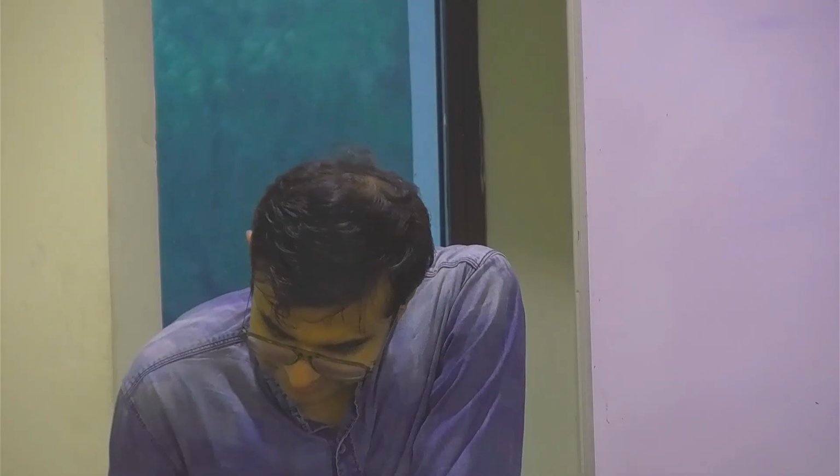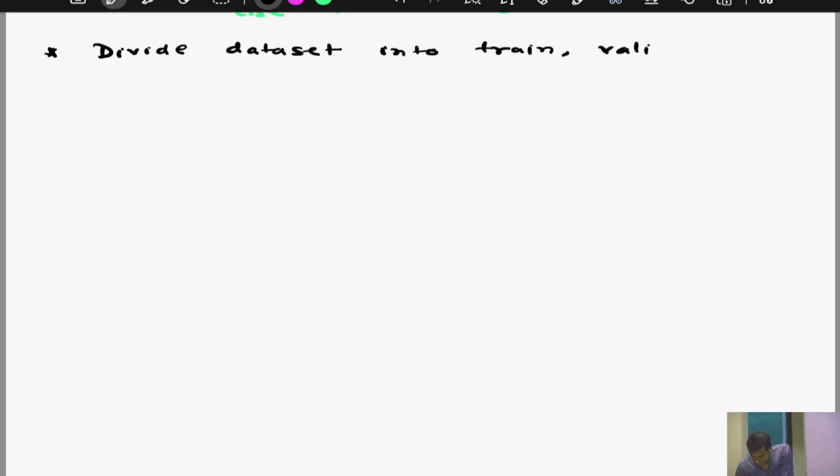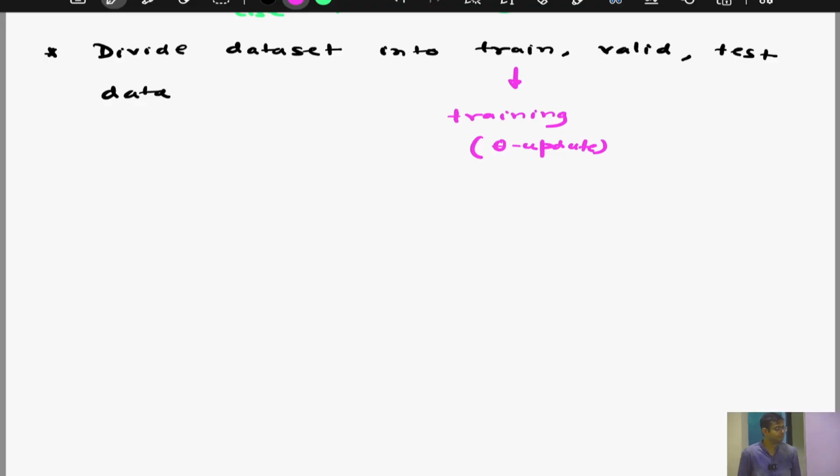So the idea is to divide the dataset into training data, validation data, and test data. Train data is used for training. Training means theta update, which means optimization, which means whatever we were discussing in the last few lectures was only about this training portion. Validation is for hyperparameters.